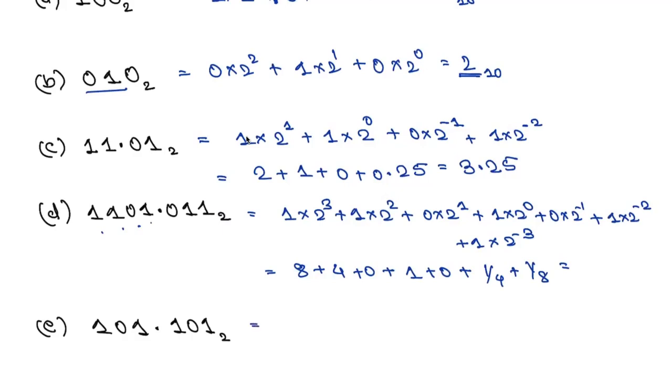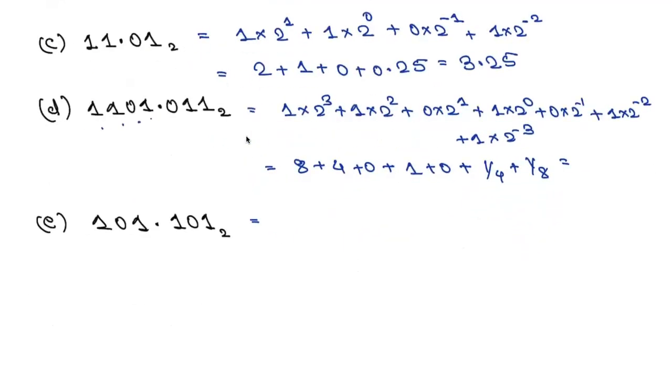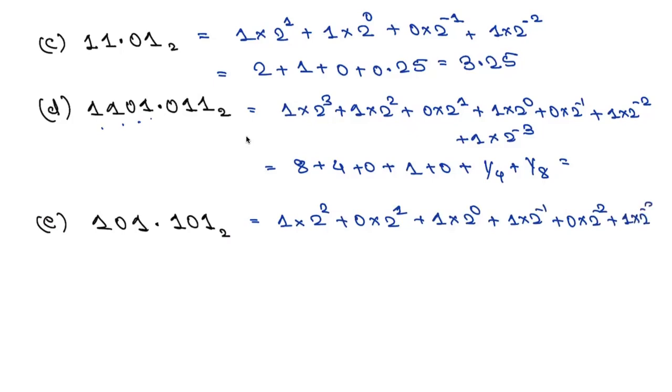ठीक है, similarly here also. दो कितना आएगा? 1 into 2 to the power 2 plus 0 into 2 to the power 1 plus 1 into 2 to the power 0 plus 1 into 2 to the power minus 1 plus 0 into 2 to the power minus 2 plus 1 into 2 to the power minus 3. कितना है, जल्दी बताओ. दोनों का आंसर फर्स्ट 5.625, ठीक है, good.